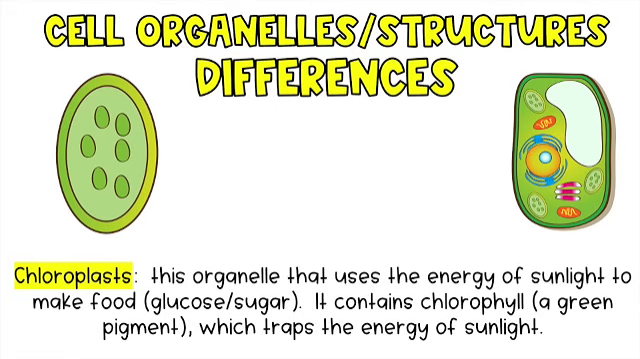This is an organelle that allows us to capture the energy of sunlight to create or make food, and that's glucose or sugar. And our chloroplasts contain chlorophyll, and this is a green pigment. So this is where we get that green color in plant cells, and that's that different look that we see between the two cells. But that chlorophyll allows the chloroplast to capture the energy of sunlight.